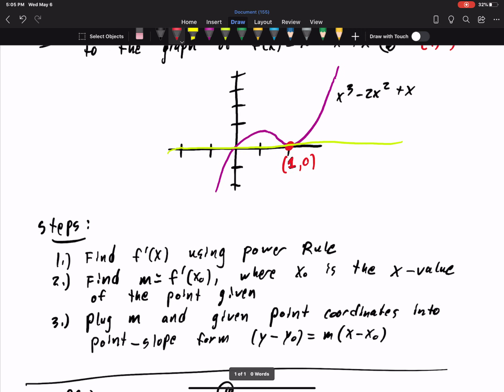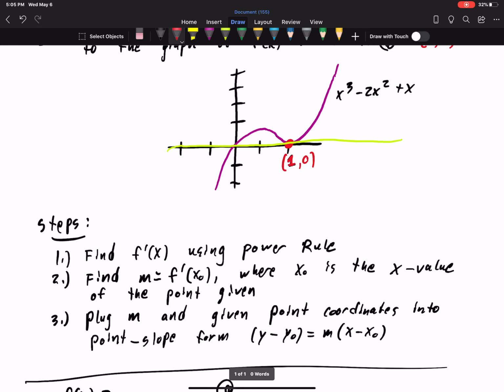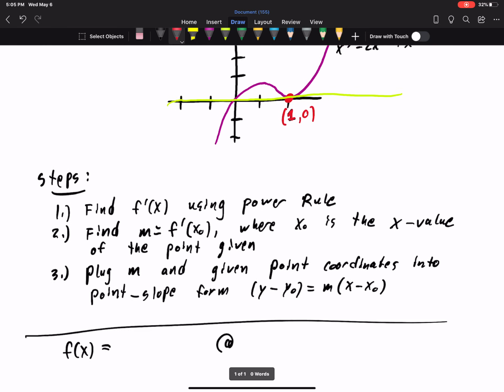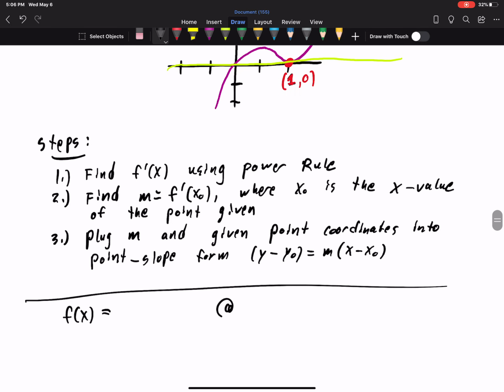We're going to use the same steps as before. First, we find the derivative using the power rule, as opposed to the limit definition of the derivative, making our life easy. I'm going to rewrite my function: x cubed minus 2x squared plus x, and the point we were given was (1, 0).